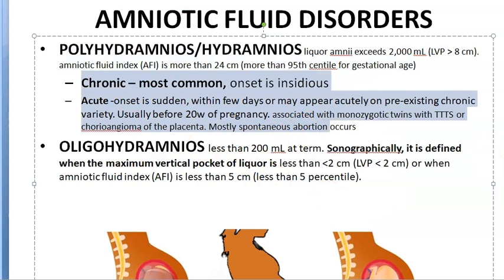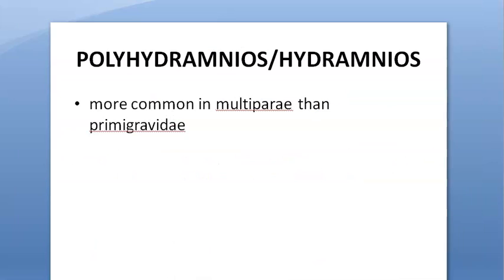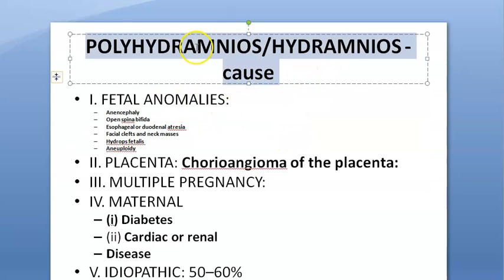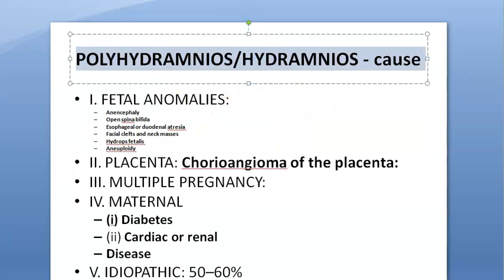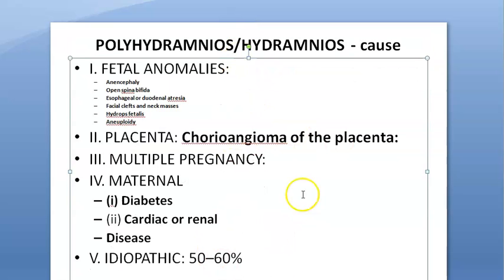Anyway, let us go to chronic, the most common. In this, the onset is insidious, gradual in onset. This condition is more common in multipara than primigravidae. That means in a multiparous woman, the uterus is already stretched, so for any reason there is more fluid. So it is more common in multiparous women. Now, what are the causes of polyhydramnios? This is very important to understand, and mostly we will be considering the chronic one.